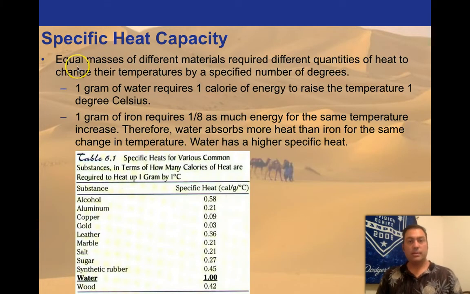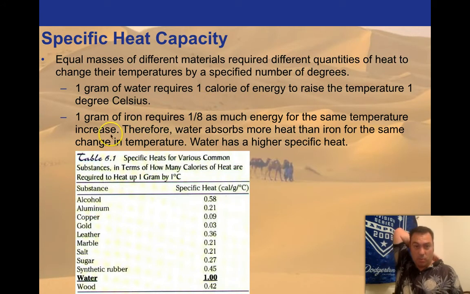So again, specific heat capacity: equal masses of different materials require different quantities of heat to change their temperatures by a specific number of degrees. So 1 gram of water requires 1 calorie of energy to raise the temperature 1 degree Celsius, but 1 gram of iron, so instead of water, let's change it to iron, is 1/8 as much energy for the same temperature increase. So it's much easier to heat up iron than it is water. Therefore, water absorbs more heat than iron for the same change in temperature. So we would say in that case that water has a higher specific heat.